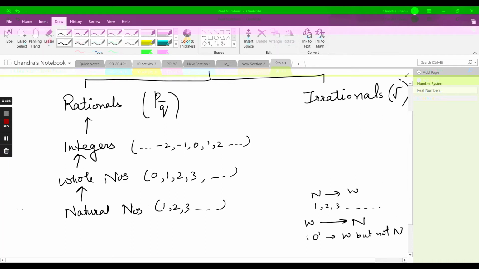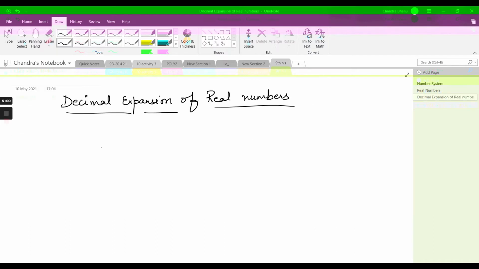So what's happening? All natural numbers are whole numbers, all whole numbers are integers, all integers are rationals. But the reverse is not true. The rationals are not all integers, the integers are not all whole numbers, and the wholes are not all natural numbers. So generally questions for 1 mark or true or false come like this also. And irrational does not have any categories under it.